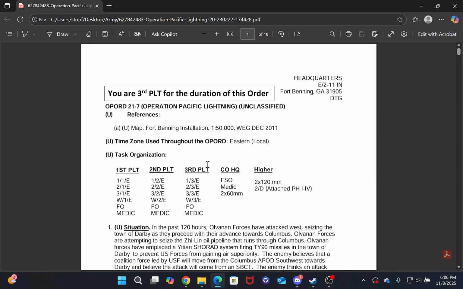I'm going to be using this one from Echo Company of the 211 Infantry. This is one we use for training, so if you want to get a link to it, I can send it to you. It's a PDF around 18 pages, and you can look through what a company level OPORD looks like. So let's get started.